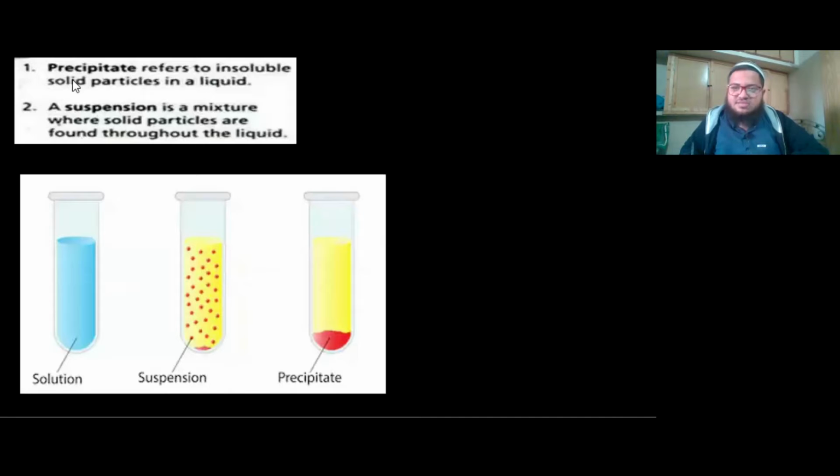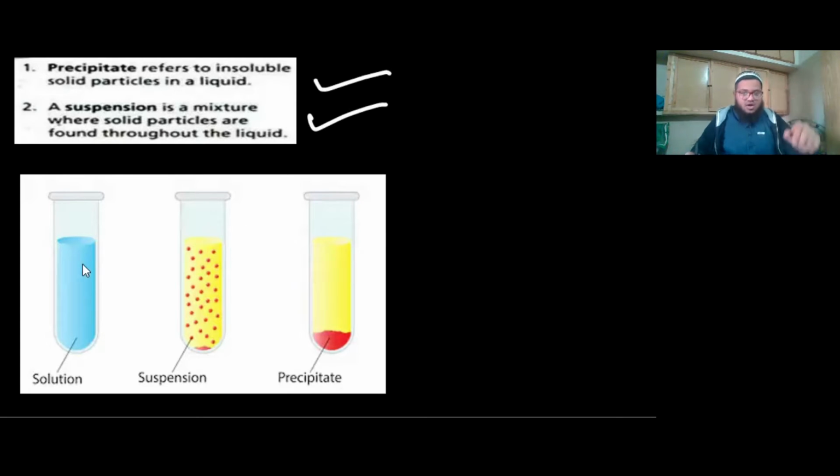Okay, so what is a precipitate? First, let's look at these two definitions. Precipitate refers to an insoluble solid particle in a liquid. It can be any solid particle, it can be localized, it can be spread throughout the liquid. Any solid which is present in a solution is called a precipitate. What is a suspension? Suspension is that solution on which we cannot do decanting to separate out the liquid from the solid or the solid from the liquid. It is a mixture where solid particles are found throughout the liquid. I'm sure I've repeated this definition so many times that you might have now memorized it.